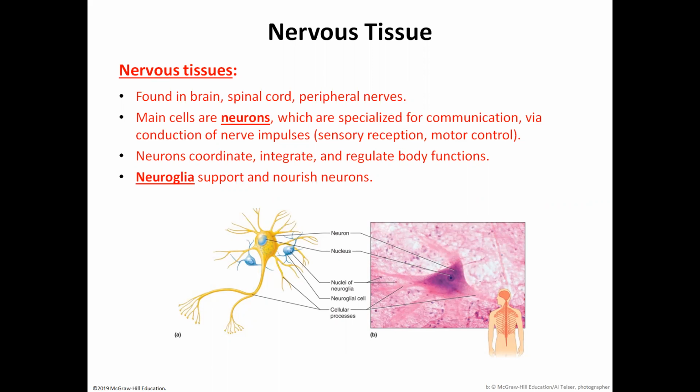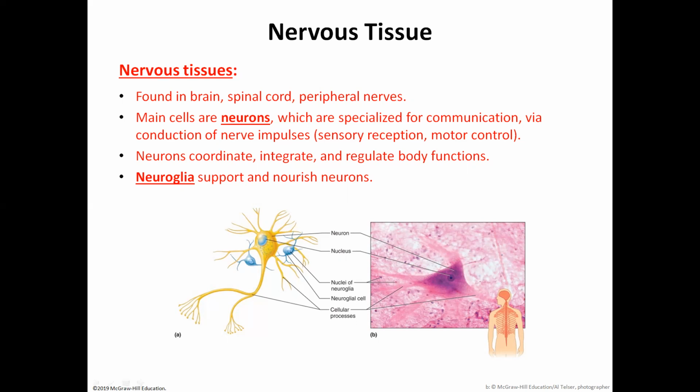And then finally, to support neurons, so when we think of nervous tissue, again, we think of the main cell being neurons, but the neurons actually have to be nourished and supported. They're supported by something called neuroglia. And when we think of neuroglia, glia means glue. So they help to support the neurons by basically being their glue. So they're supporting and nourishing the neurons and keeping them together.